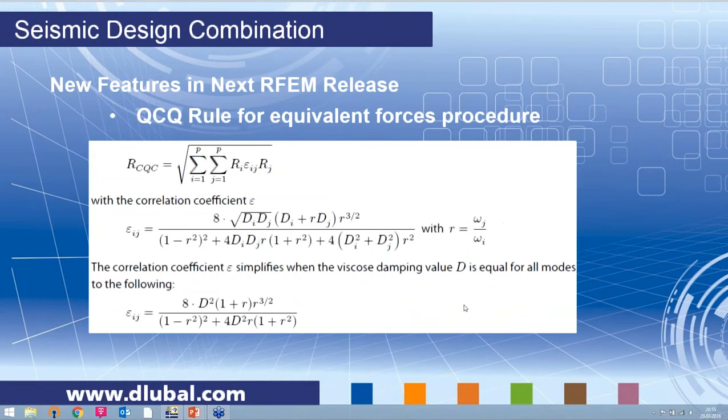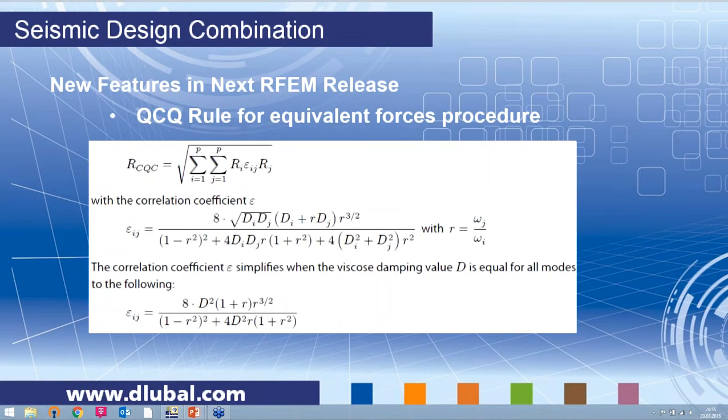Okay, hello. So, here we have, of course, new features for the new module RF-DYNAM Pro. The first is the CQC rule for the equivalent forces procedure. That means we now have a complete quadratic combination in the next customer version of RFEM or RF-DYNAM Pro. And with this rule, it is now possible to consider damping effects in the superposition of the results.